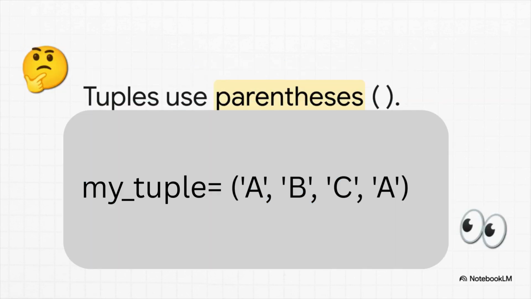Next, we have the tuple. Now, the big difference you see right away is the syntax. It uses parentheses. But here's what's really interesting. The stuff inside, ABCA, is exactly the same as the list we just saw. So hang on to that thought.